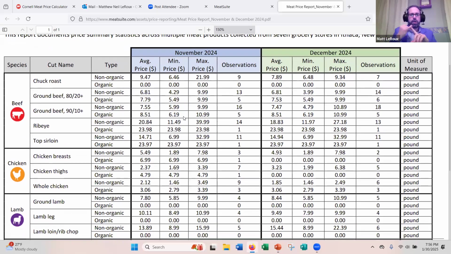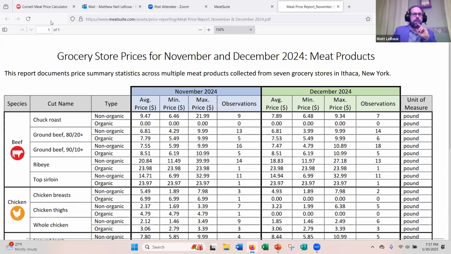This includes Target, Walmart, Wegmans, Tops, which is a New York State regional grocery store brand, Aldi's, Trader Joe's, and then there's one independent grocer. It's not a natural food store, but it's just an independent grocer. So that's the 7 grocery stores that are giving you this information.